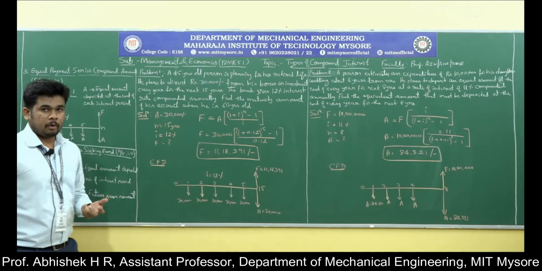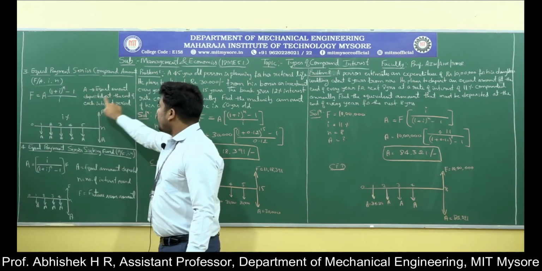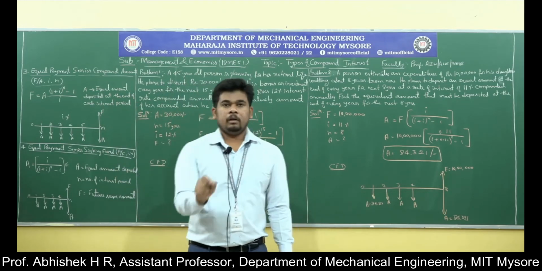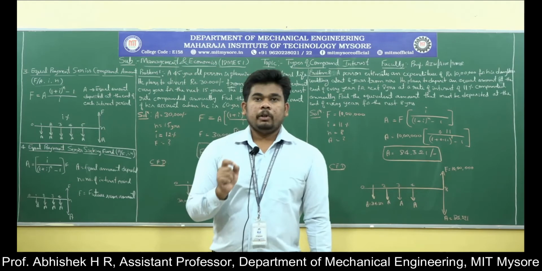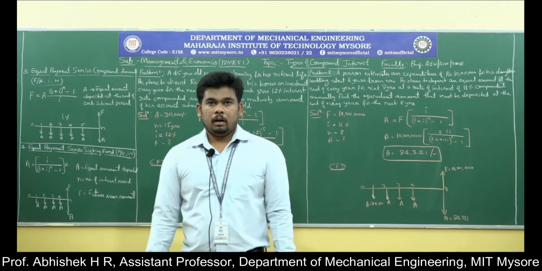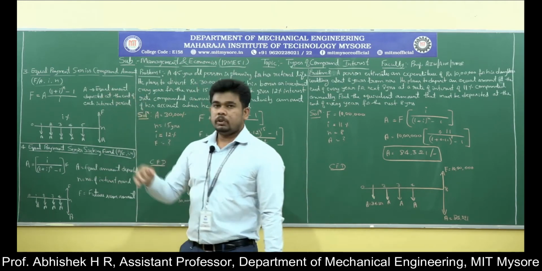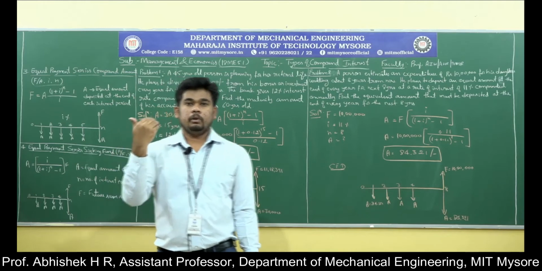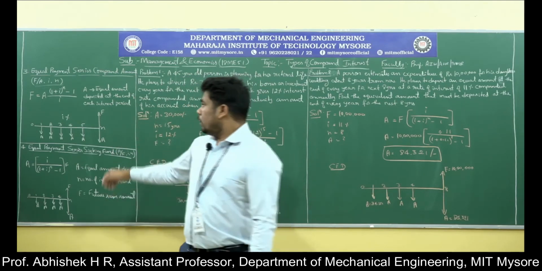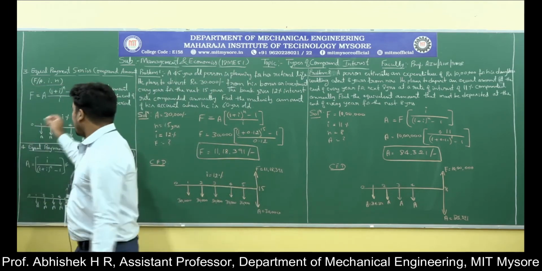F is the future sum of amount, and A is equal amount deposited at the end of each interest period. Means at the end of each interest period we are going to deposit a certain amount in equal number of payments. So that is what our A is. F is the future sum of amount that we are going to get after a certain duration of time.